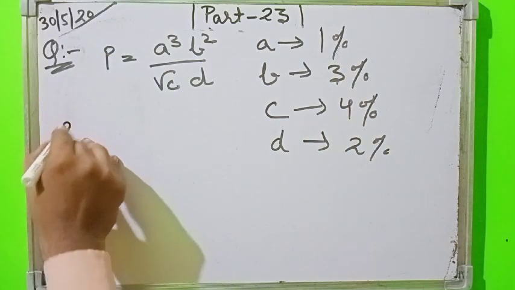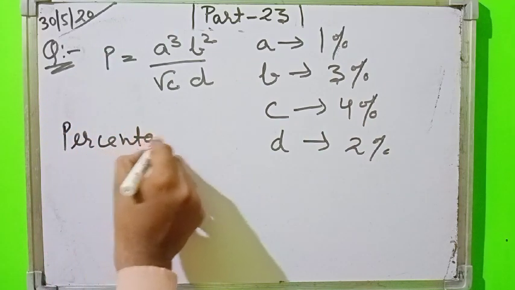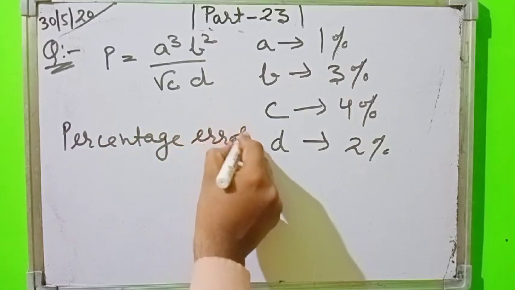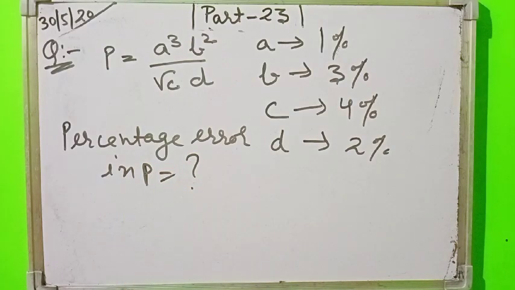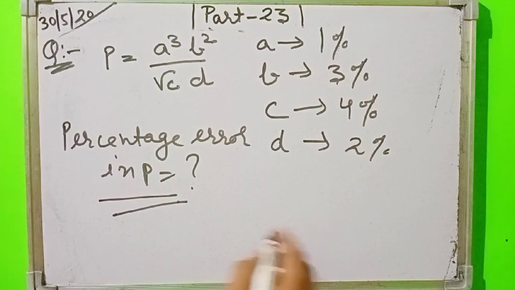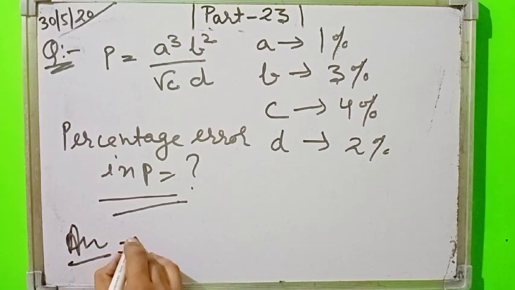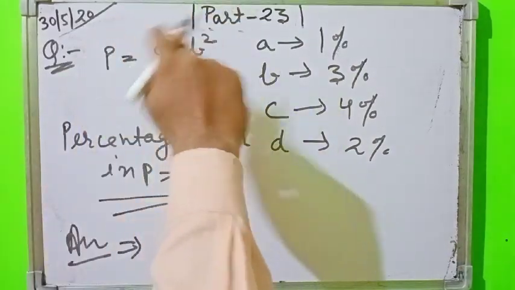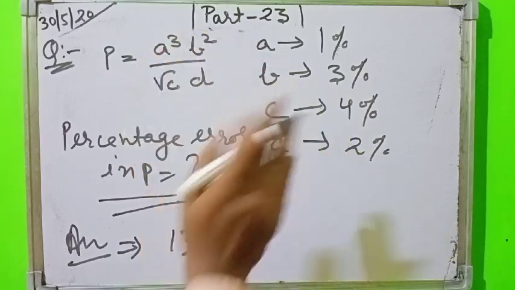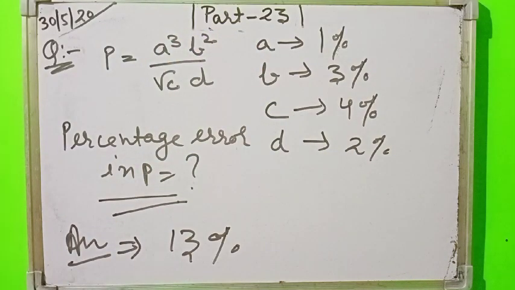Then what is the percentage error? You have to calculate the percentage error in P. Try to solve it. Answer is 13%. Try to solve it, very easy question. Power is multiplied, and this under root C means 1 by 2. Try to solve it. In next class I will discuss this.